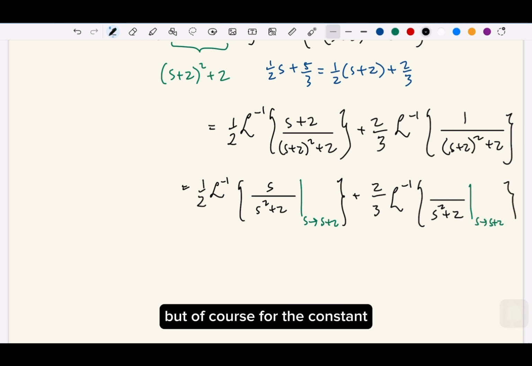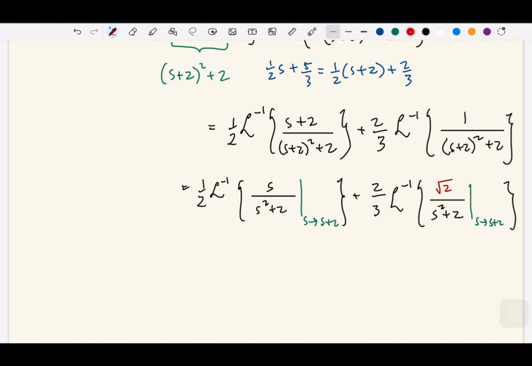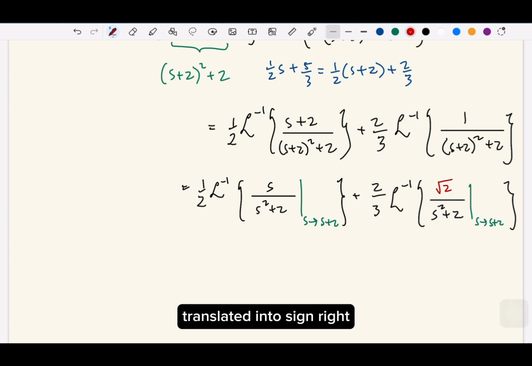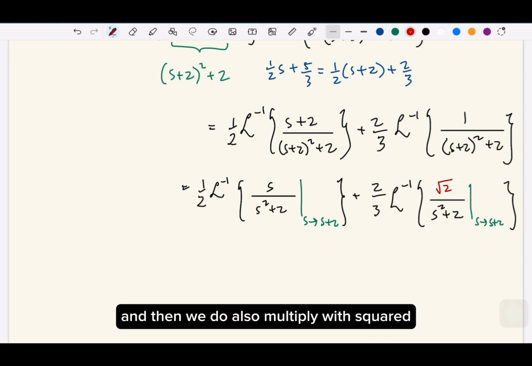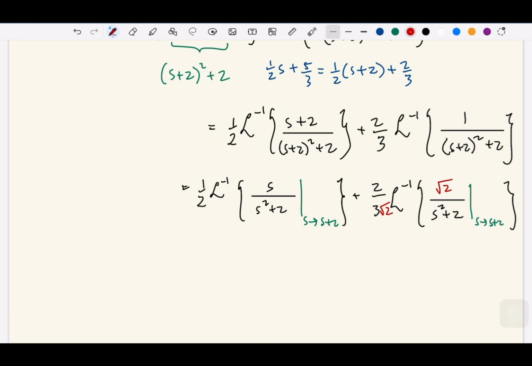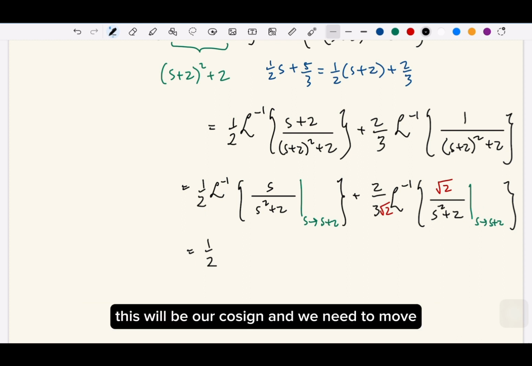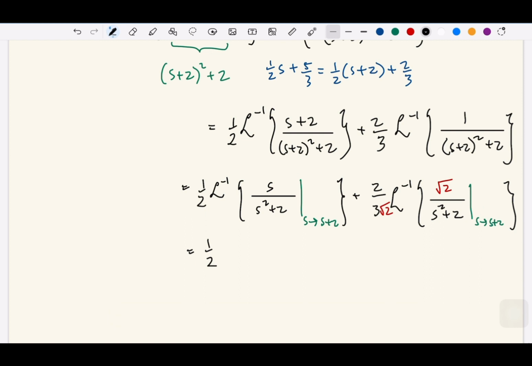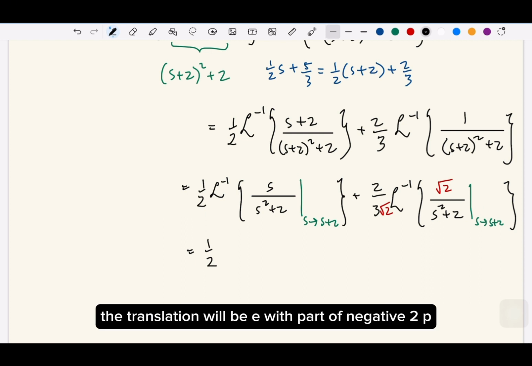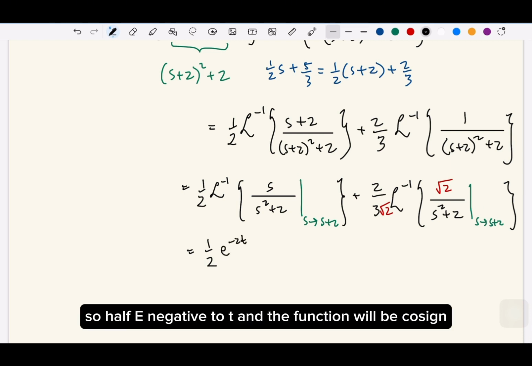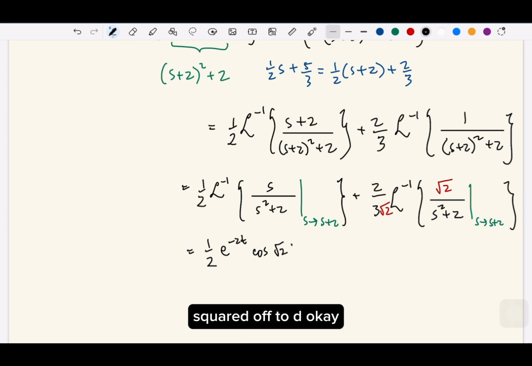But of course, for the constant, we need to have the square root of 2. So we need the square root of 2 here to make it clear that this will be translated into sine, and then we need to also multiply with the square root of 2 here to balance. Now, because of this, we can say for sure that this will be our cosine, and the translation will be e to the power of negative 2t. So half e to the negative 2t, and the function will be cosine square root of 2t.